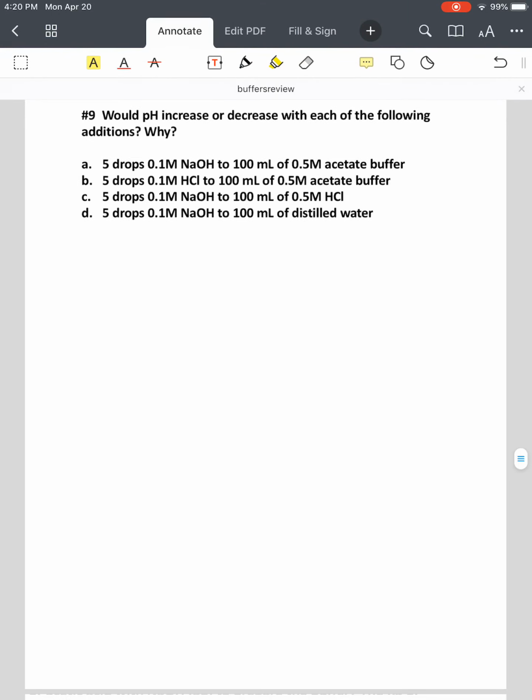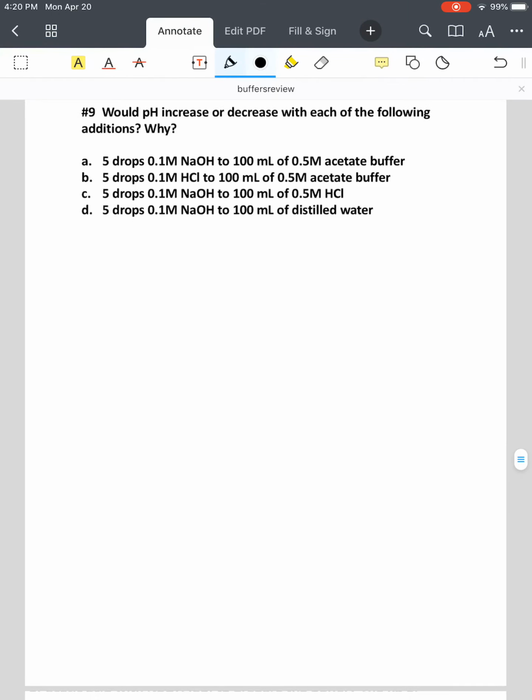All right, next one. Would the pH increase or decrease with each of the following additions and why? So we're going to take an acetate buffer here. Acetate is the conjugate base of acetic acid. And we're going to add some sodium hydroxide. Sodium hydroxide, that's our source of OH minus, or hydroxide ion, right?